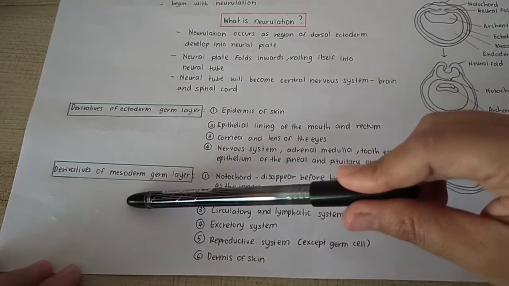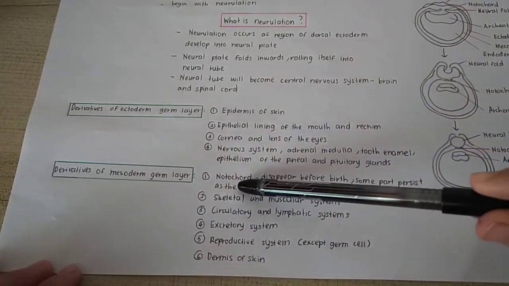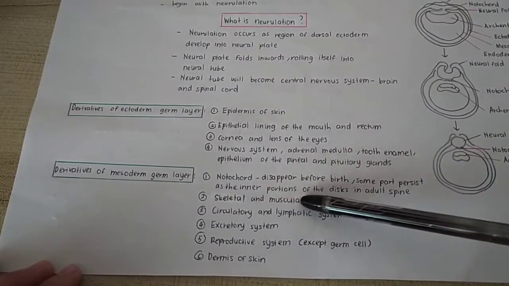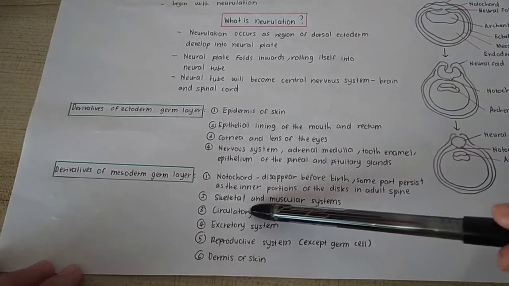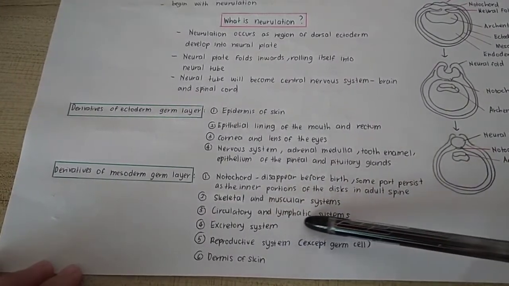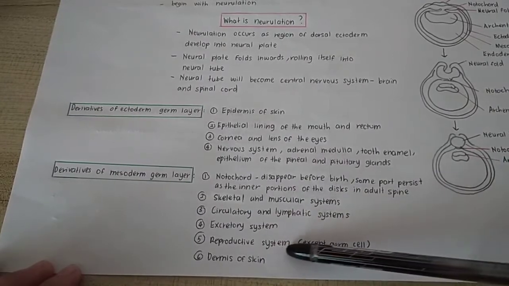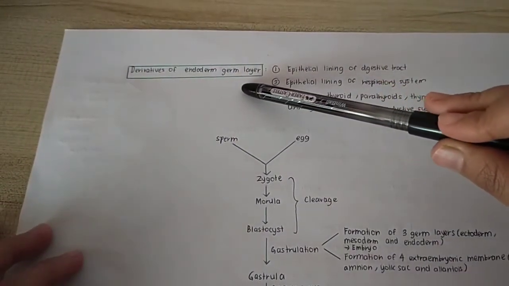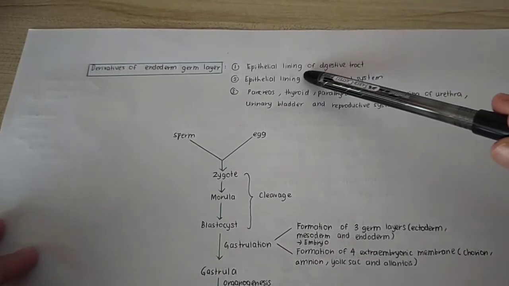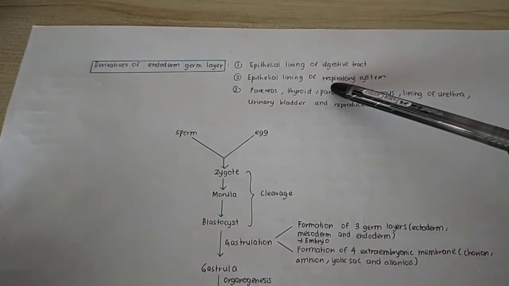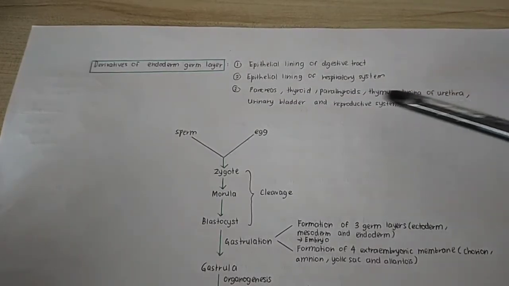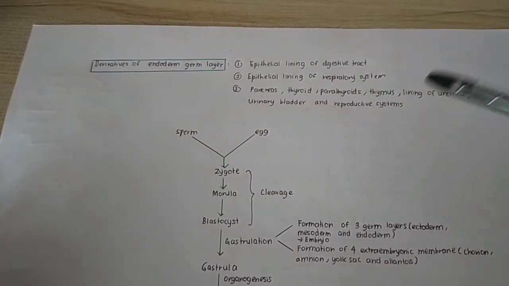Okay, next we look at the derivatives of the mesoderm germ layer. So it will form the notochord, which disappears before birth. Okay, and then some part persists as the inner portion of the disc in the adult spine. And then the skeletal and muscular system, circulatory and lymphatic system, excretory system, reproductive system except germ cells, another one the most of the skin. Okay, now we look at the derivatives of the endoderm germ layer. So it will form the epithelial lining of the digestive tract, epithelial lining of the respiratory system, and pancreas, thyroid, parathyroid, thymus, lining of the urethra, urinary bladder, and also the reproductive system.